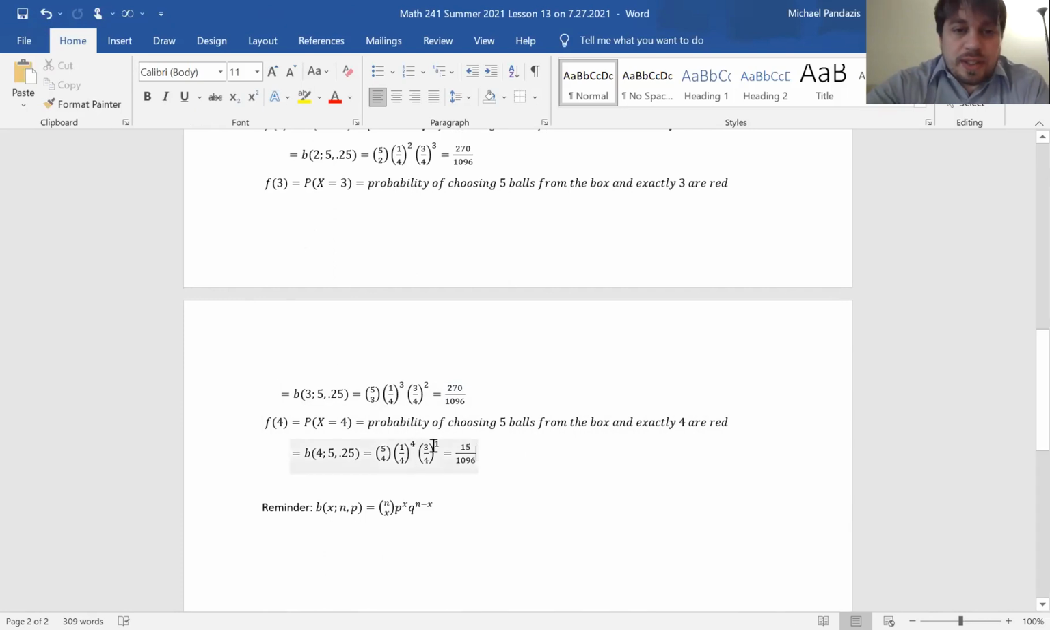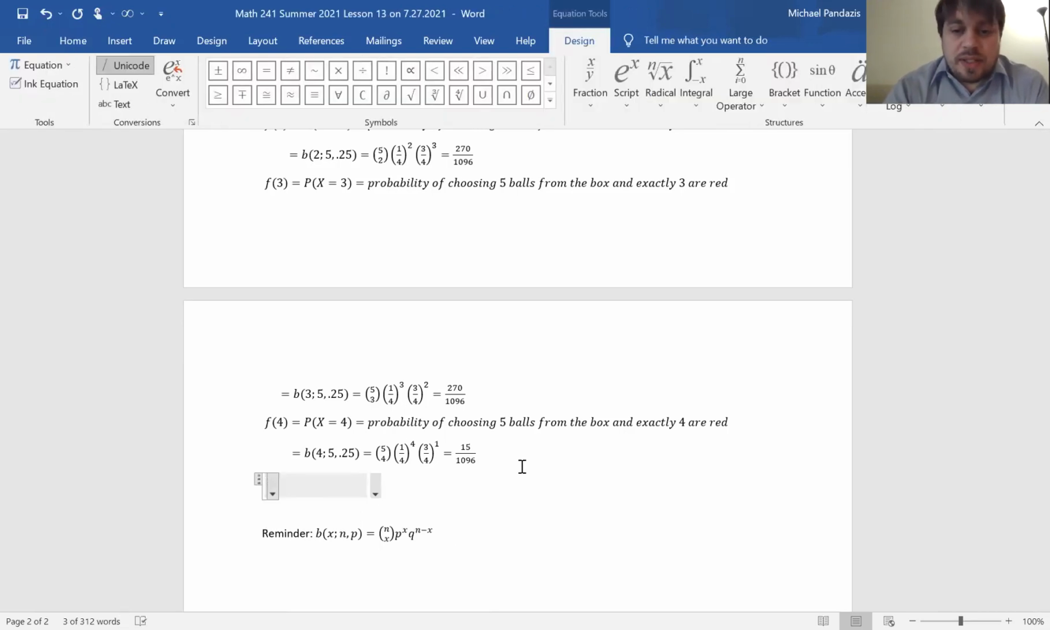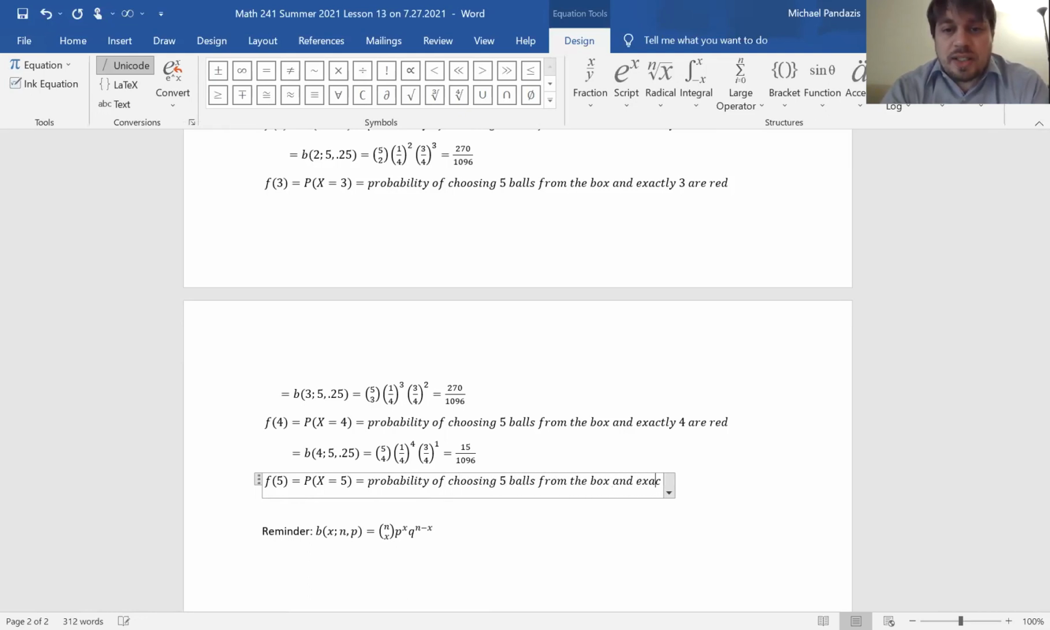That's 15 because you have 3 times 5 there. Okay, so, but it's not exactly that. So then f of 5 is the probability that X is equal to 5. This is equal to the probability of choosing 5 balls from the box, and exactly 5 are red.